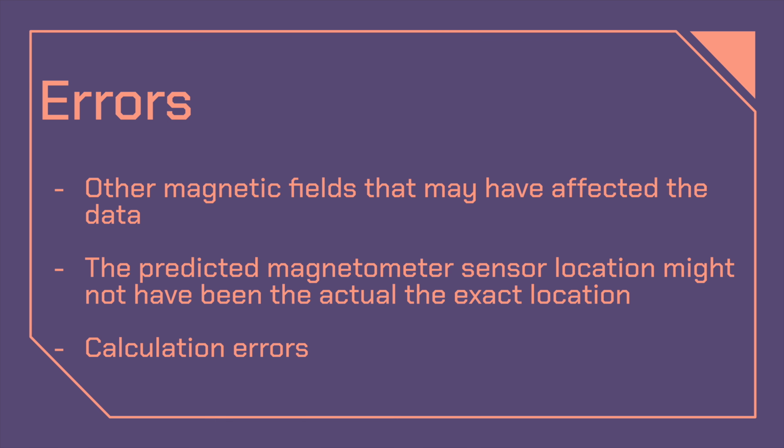Some errors that may have occurred during the experiment were that there could have been some other magnetic field that affected the magnetometer sensor, causing the data to be slightly inaccurate. Another error that could have occurred is that the magnetometer sensor's predicted location could not have been its exact location. And then there could also be some calculation errors that could have occurred when finding the dipole moment.